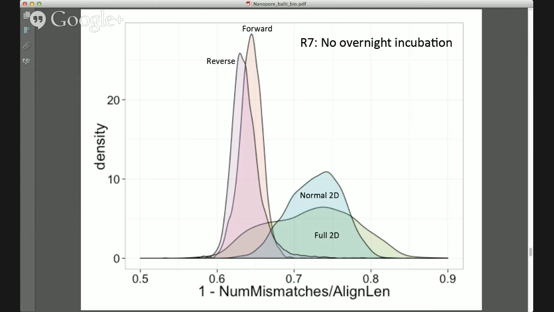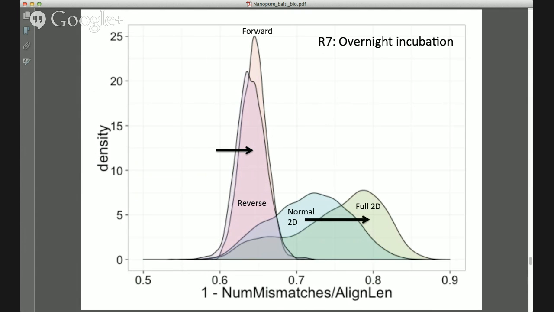And it also means that really there isn't much difference between normal 2D and full 2D in that case. If you do the overnight incubation to increase the number of full 2D reads, you see this kind of distribution. So you see that the reverse reads have improved in quality because they've been slowed down, and there are more of these full 2D reads. And the raw read accuracy, by doing 1 minus the number of mismatches over the alignment length with LAST, is just a bit under 80%.